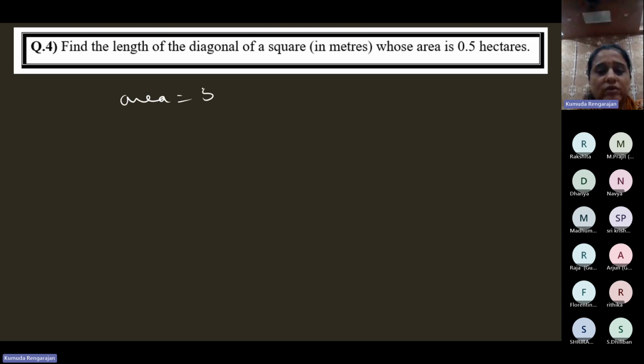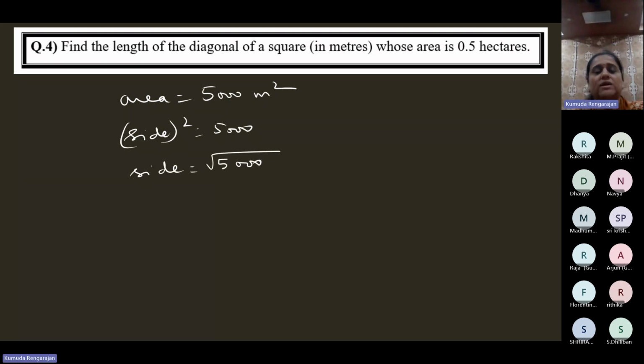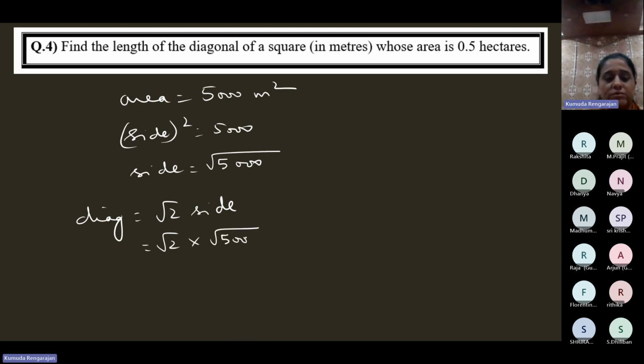Area is equal to 5,000 meters square. Diagonal is root 2a. Now area is 5,000, meaning side square is equal to 5,000. So side is equal to square root of 5,000, correct? Now the length of the diagonal is root 2 into side. So root 2 into root 5,000 is root of 10,000, which is equal to 100 meters.